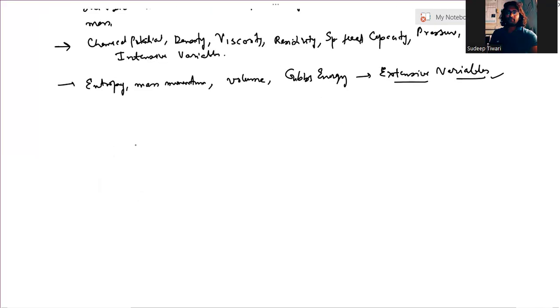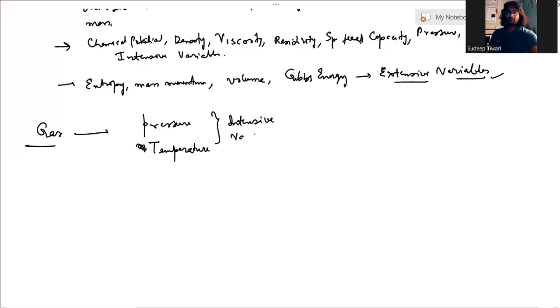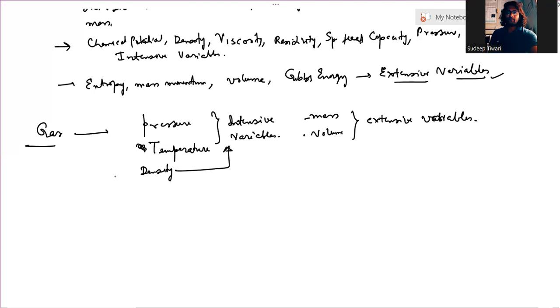So for example, if we are considering gas in a cylinder, pressure and temperature are intensive variables, and mass and volume are extensive variables. In fact, density also happens to be an intensive variable. Basically, density is mass over volume. Mass and volume individually are extensive, but density is an intensive variable. I'll ask you why in the next lecture.